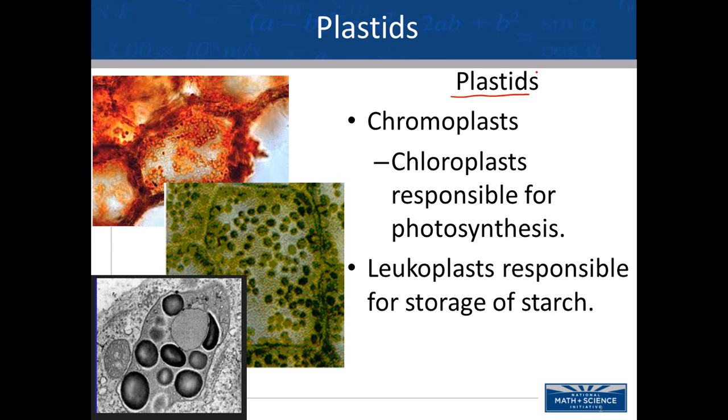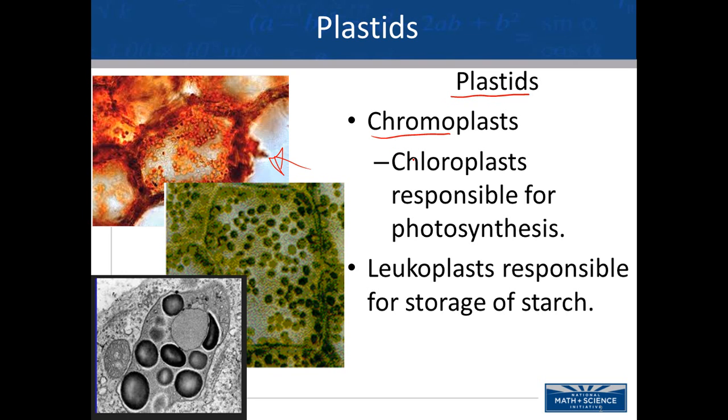Plastids are found in plant cells and some smaller protist cells. There are two basic types of plastids. You have your chromoplast, and chromo means color, so these plastids contain some sort of pigment. This chromoplast right here contains anthocyanin, which causes the plant tissue to appear red.